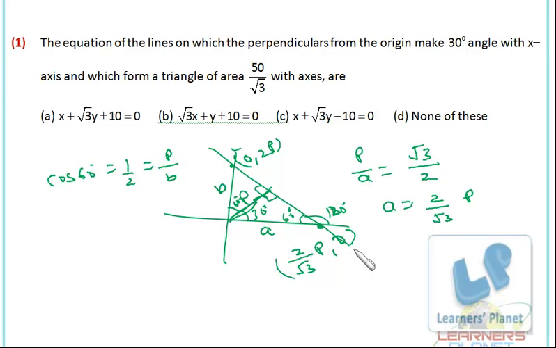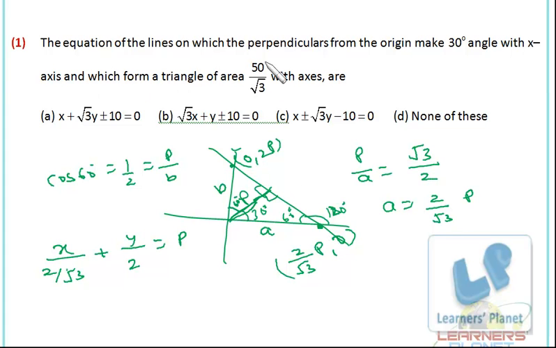Now it is very easy for us to find the equation of the line. Or you can use the intercept form. The x intercept is 2 by root 3 p and the y intercept is 2p. So I just put in the values: x upon 2 by root 3 plus y upon 2 is equal to p, right? Now p is an assumed variable, right? So we need to find out the value of p. Now how do we do that?